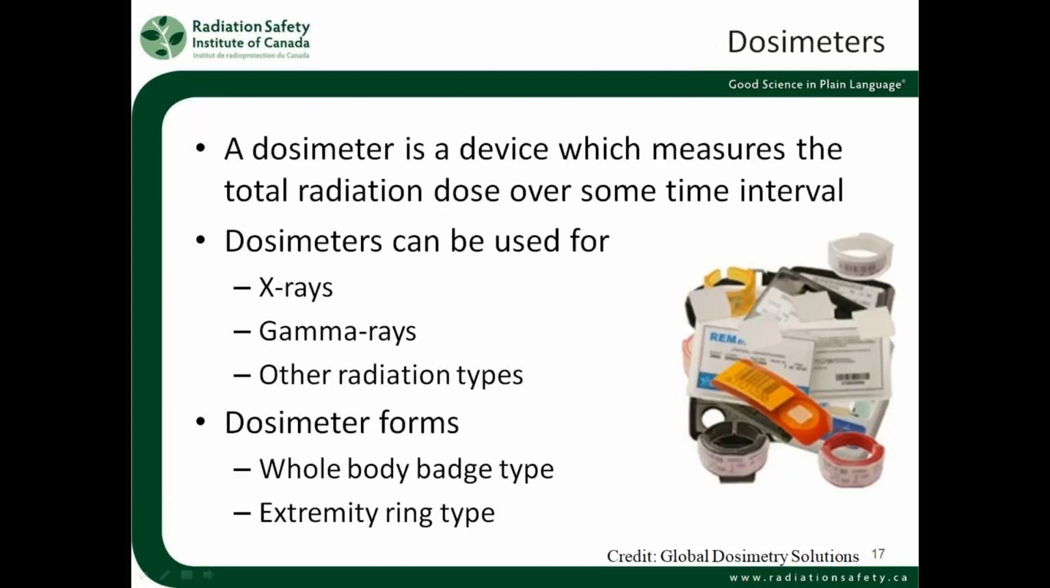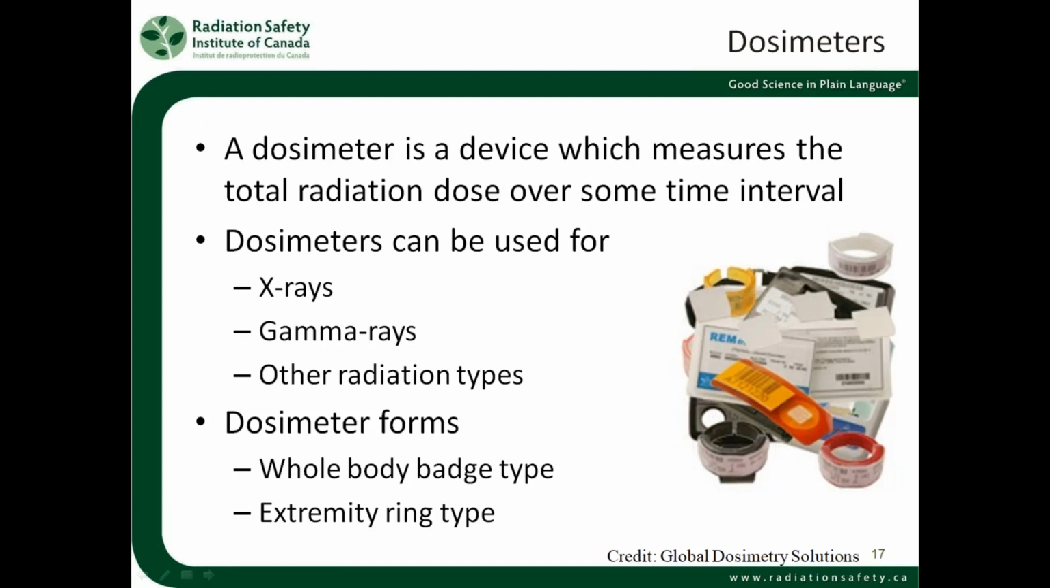The next part of our X-ray safety program that I wanted to discuss today is dosimeters. A dosimeter is a device which is used to measure the total radiation dose over a particular time interval. Dosimeters can be purchased to measure radiation dose for various quantities, including X-rays, gamma rays, neutrons, beta radiation, and other types. So our program should document the type of dosimeter that we want to use to make sure that it's suitable for the X-rays that we're using in industry.